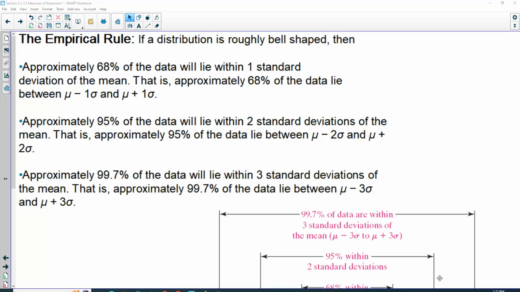Empirical rule. We were talking about measures of dispersion. So yesterday it was range, which is highest minus lowest. Standard deviation, which is that big complex formula. We have to make a whole table if we want to evaluate. Or you can use the calculator, and it's either the sigma or the S, depending on if it's a population or a sample. And then variance, which is just your standard deviation squared.